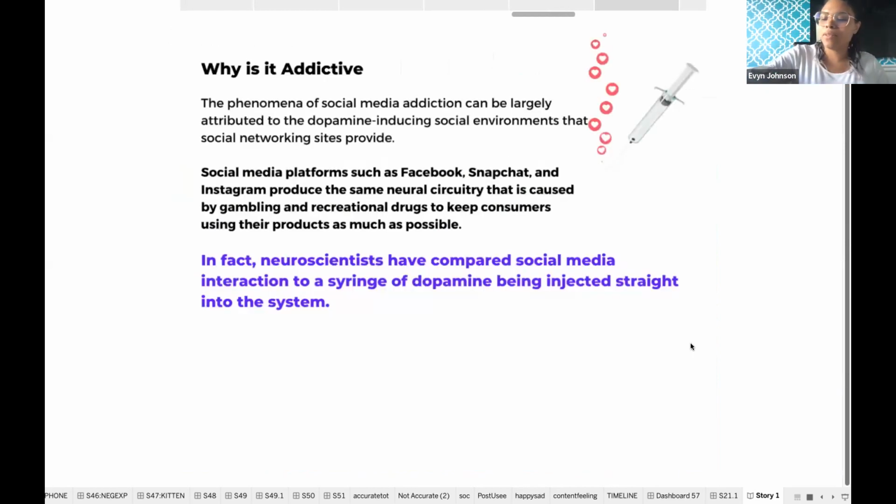Why is it addictive? The dopamine-inducing environments like social networking sites provide the same brain activity that's caused by gambling and recreational drugs. So when you get a notification, the neurons in your brain go off. They're like, oh man, I like that. You get really excited, and it sends a message to your brain that says, this is good, we want more of that. So the brain receives a reward and associates that reward with whatever action just happened. And that action was getting a notification.